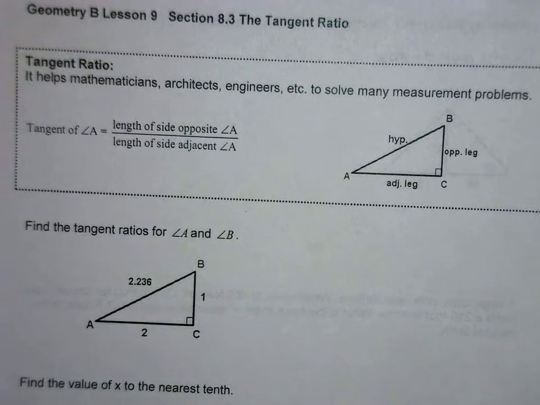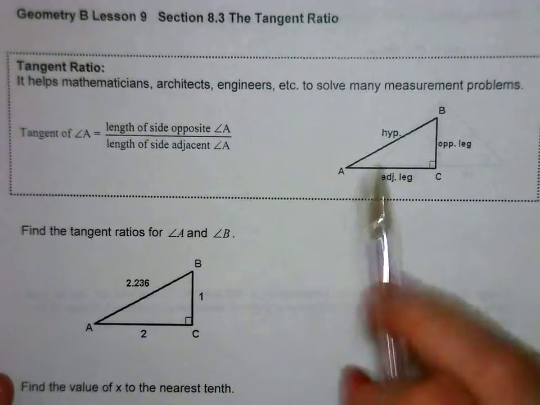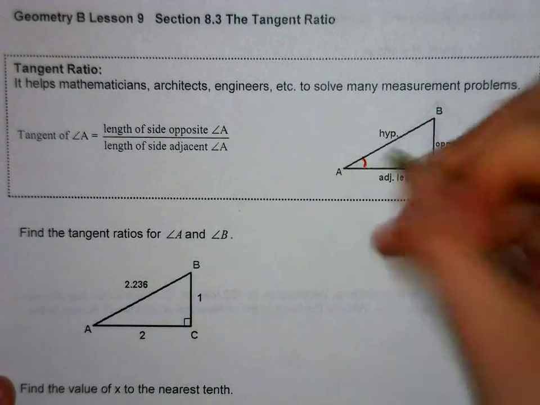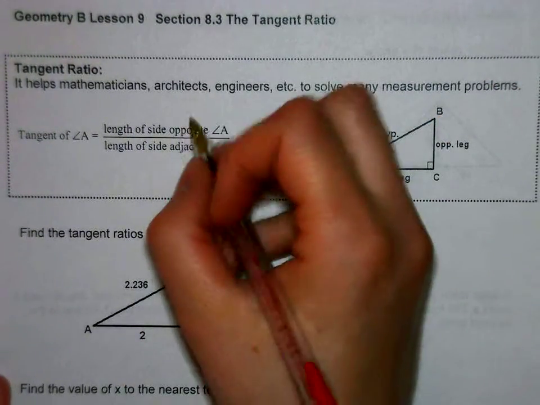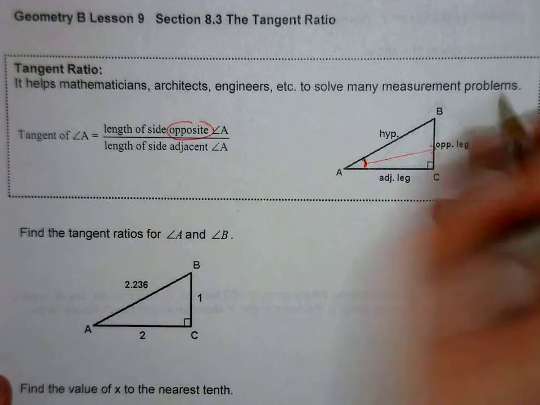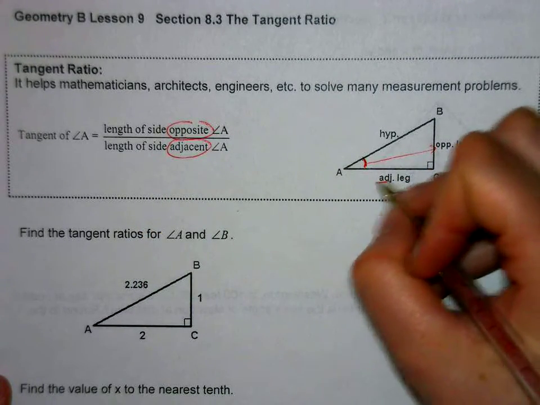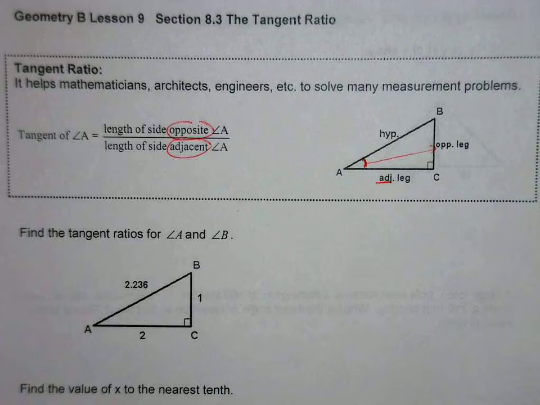We are going to be looking at the tangent ratio today. For the tangent ratio, the tangent of angle A, so if we're looking at this angle, equals the length of the side that's opposite, that's our opposite leg, divided by the length of the adjacent side, which is this one right here, and put that over the top.